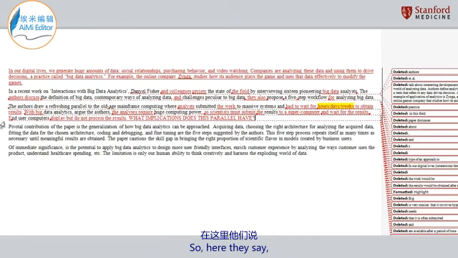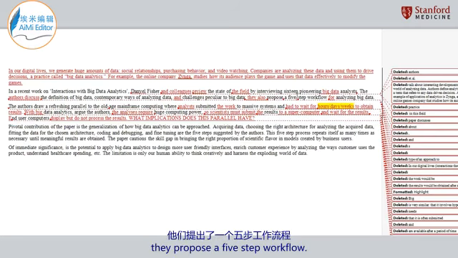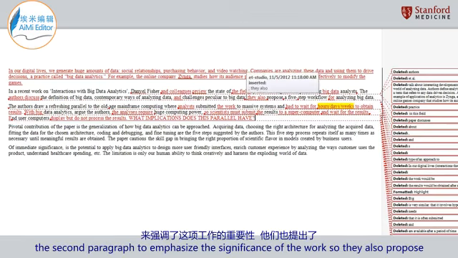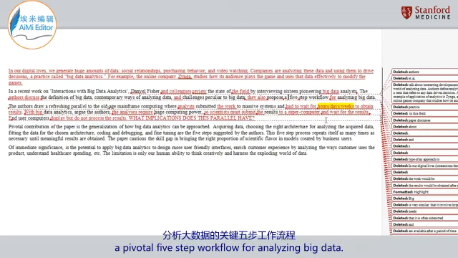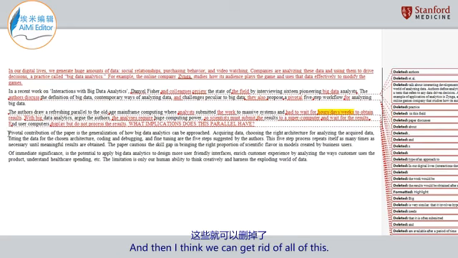So they say pivotal contribution of the paper is the generalization of how big data analytics can be approached. Well, notice we already set up here, they propose a five-step workflow. I'm going to put the word pivotal back up in the second paragraph to emphasize the significance of the work. So they also propose a pivotal five-step workflow for analyzing big data. And then I think we can get rid of all of this.